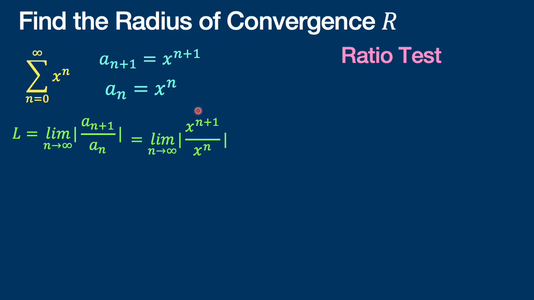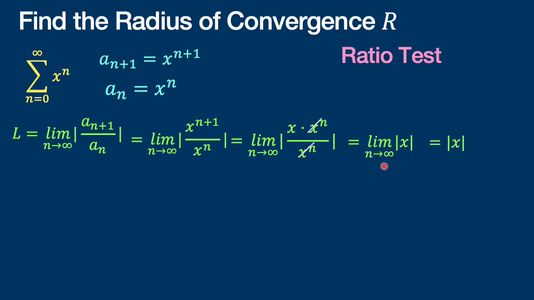Now x^(n+1), let's separate it. x^(n+1) is x times x^n. So we can cancel out x^n here. We have the absolute value of x. The absolute value of x does not have an n term. This one is just the absolute value of x. So let's review the ratio test.